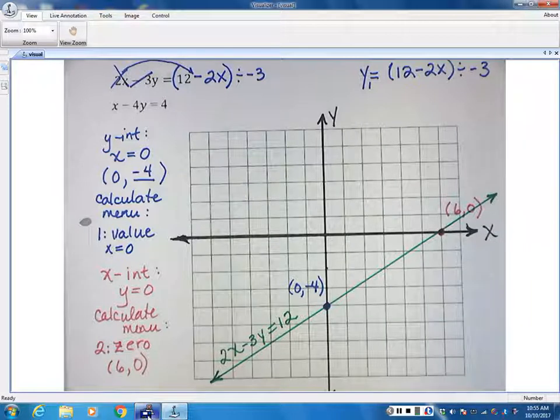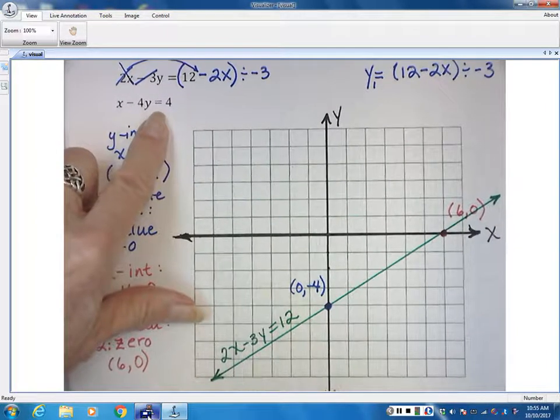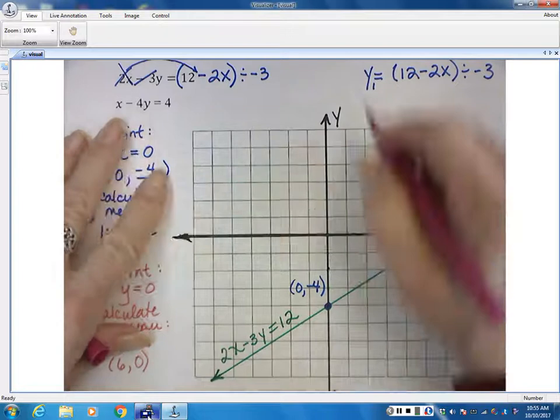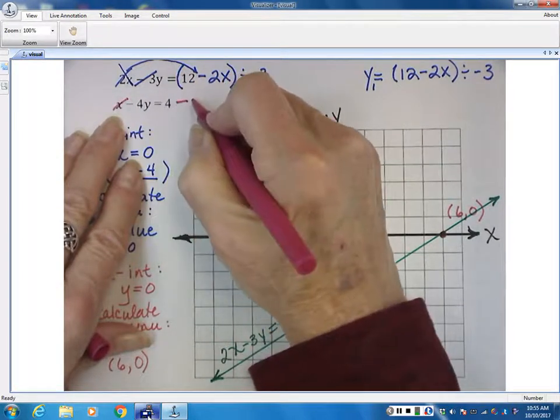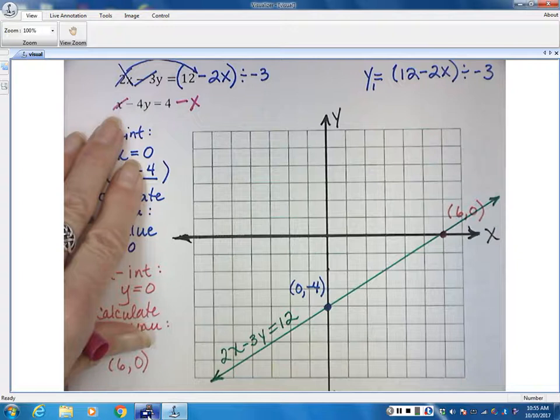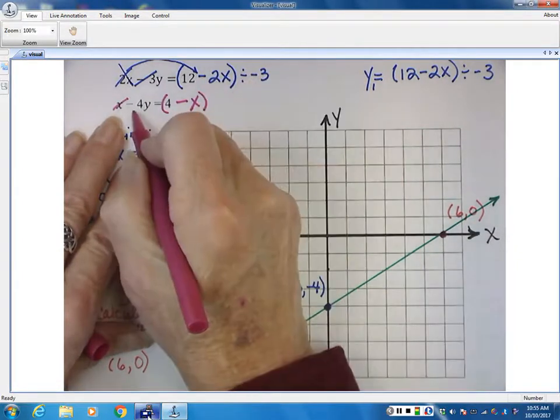Now we'll go to the other one. And the second equation, we have x minus 4y equals 4. So I want to move the x over here. And then I want to put parentheses around everything that's over there because I'm going to divide it by negative 4.